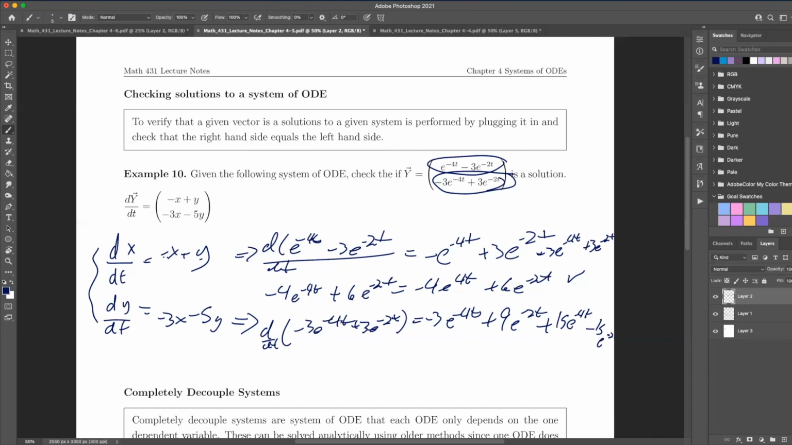All right, so we'll simplify this. If I take this derivative here, I'll get 12e to the minus 4t minus 6e to the minus 2t. Here, if I collect the 4t's, I have minus 3 plus 15, so that gives me 12e to the minus 4t. And then here I have a positive 9 and a minus 15, so that gives me minus 6e to the minus 2t. Does that check out? Yeah. Okay, so that makes sense.